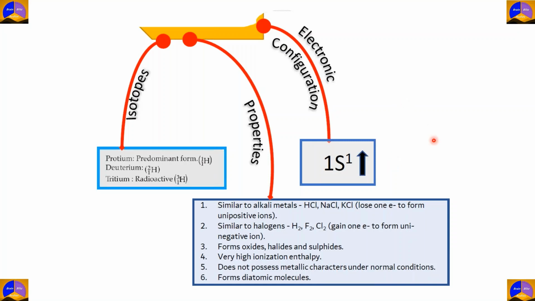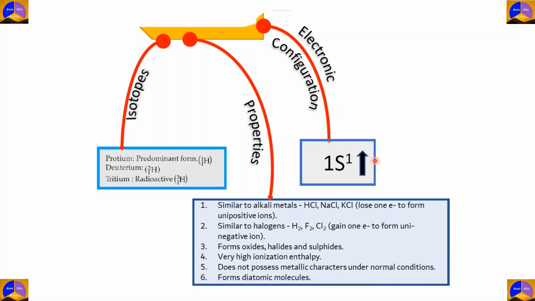On the other hand, it forms uninegative ions as well, since it only has one electron. It can acquire another one to form an H-, such as Cl- and F- do. And it also has a very high ionization enthalpy, which is characteristic of halogens. Now, because of these reasons, hydrogen now has its own place in the periodic table. So these facts are a consequence of the electronic configuration of hydrogen, which, as I repeat, is 1s1.